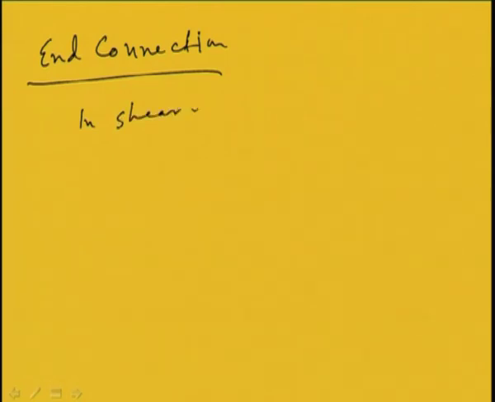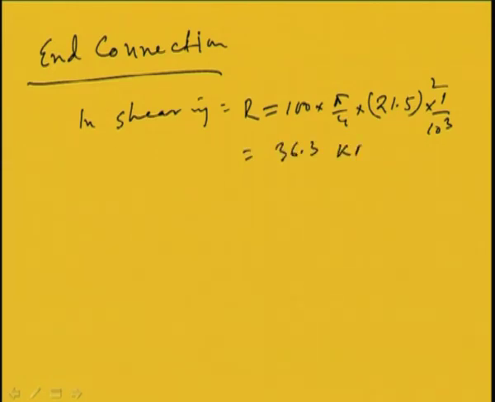Now we will go for end connection. The section whatever we have chosen is okay. So for end connection, what we will do? For shearing, we have to find out the rivet value. Tau VF is 100, into pi by 4 d square, into 1 by 10 cube for making kilonewton. So this is 36.3 kilonewton.